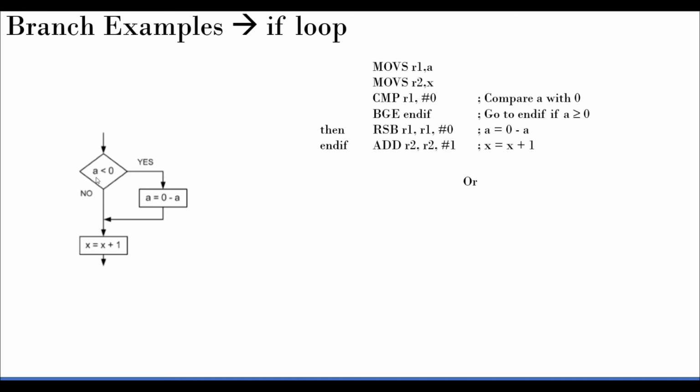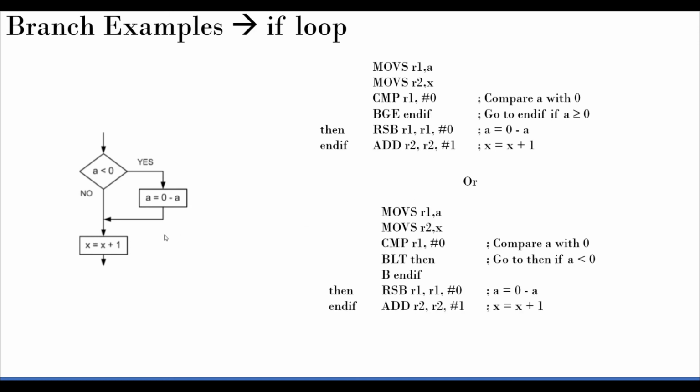If a is greater than 0, you go to this step, that's what BGE end if does. This is the label for end if. But if BGE is not taken, that means R1 is less than 0. BGE means greater than or equal to 0, so that's why it's confusing. If R1 is greater than or equal to 0, you skip the operation. If R1 is less than 0, it will go automatically here, to RSB, reverse subtract, R1 is 0 minus R1. That's exactly what this operation is. So this is one way to go about it.